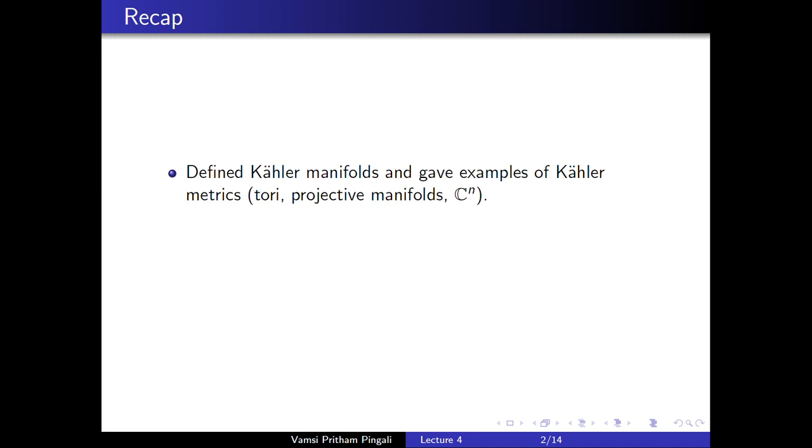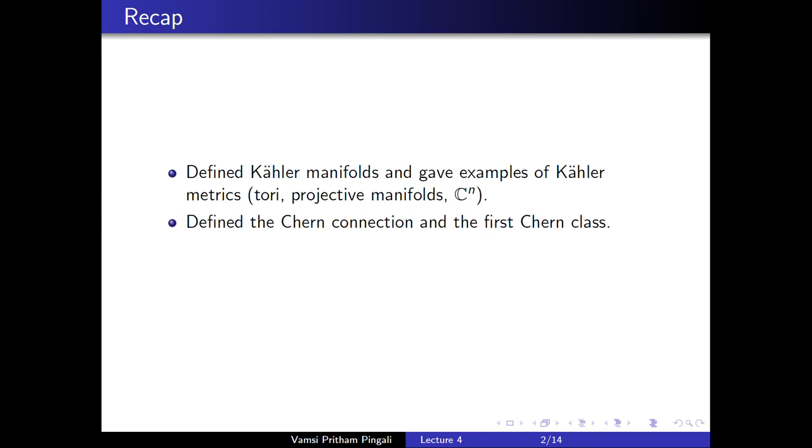But we gave examples of manifolds that do admit Kahler metrics, like tori with a flat metric or CPN with a Fubini-Study metric. Any submanifold of CPN will also have a Kahler metric. You just restrict the Fubini-Study metric, Cn, and so on and so forth. More generally, if you have a positive line bundle, meaning a holomorphic line bundle with a metric whose curvature is positive, that gives you a Kahler manifold.